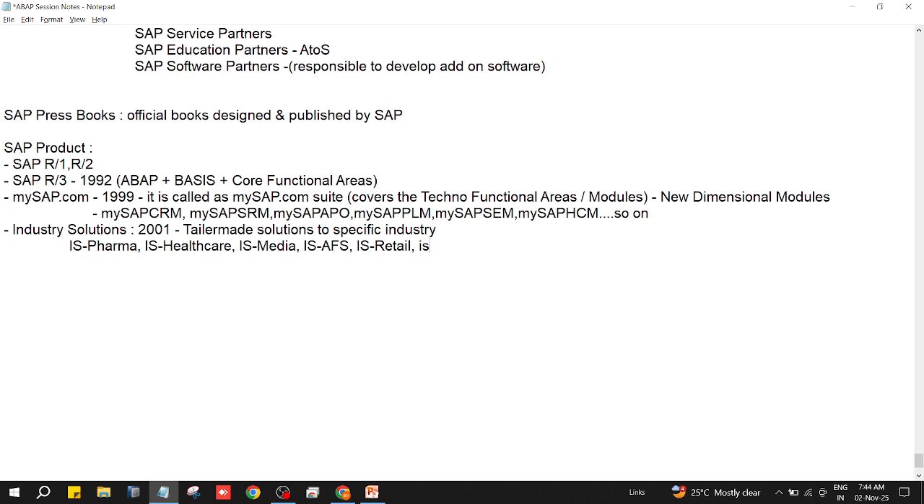And moreover, IS Utilities. Utility is nothing but, suppose power is a utility, water is a utility. These are all sources, utilities. So utility bills we call it. These utilities companies are also IS Utilities. Utilities, industry solutions, utilities.